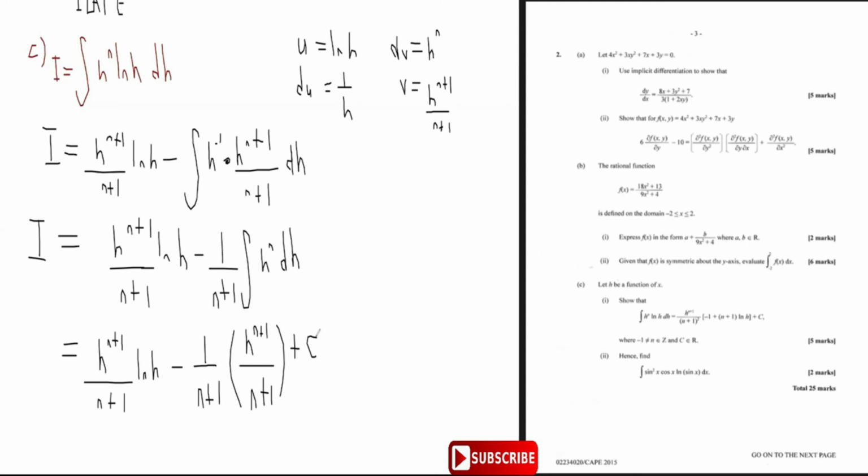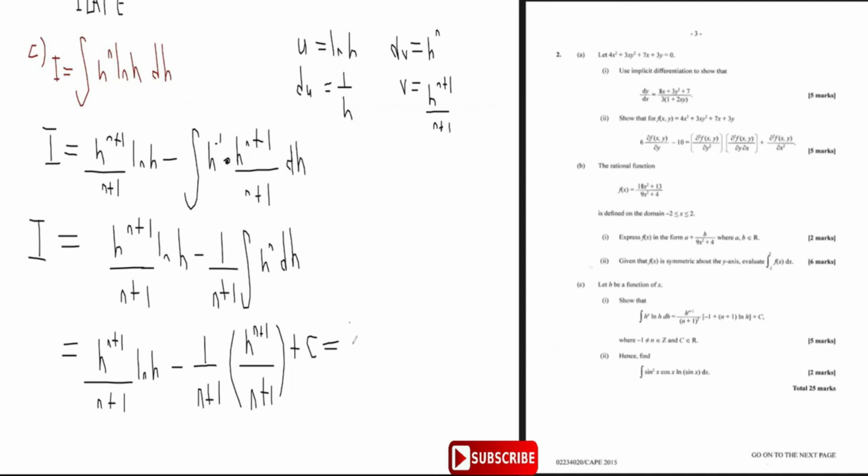Now, from the question, as we can see, we have an h to the n plus 1 here. They factored out h to the n plus 1. So finally, let's factor out, they want us to factor out h to the n plus 1. All right, so factor out h to the n plus 1, but n plus 1 times n plus 1 is n plus 1 all square. All right, so we factor out, that's it.